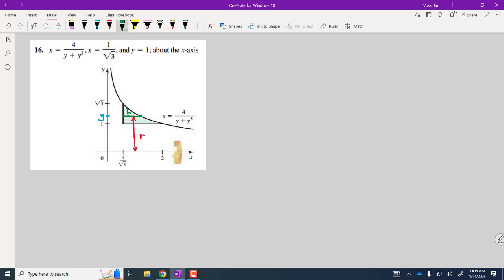So when that little green element rotates around the x-axis, that's going to create a cylinder with that given radius and that height. So once again, area of a cylinder, 2 pi r, that's the circumference of the base times the height. Radius is y. And the height is horizontal. Horizontal distances, right x minus left x. They already gave us the right x.